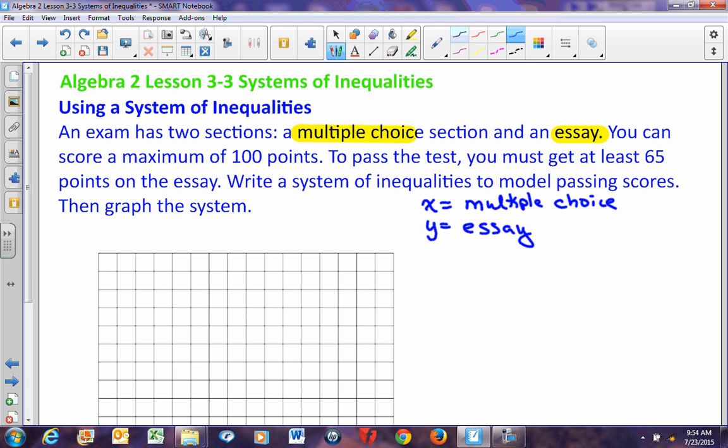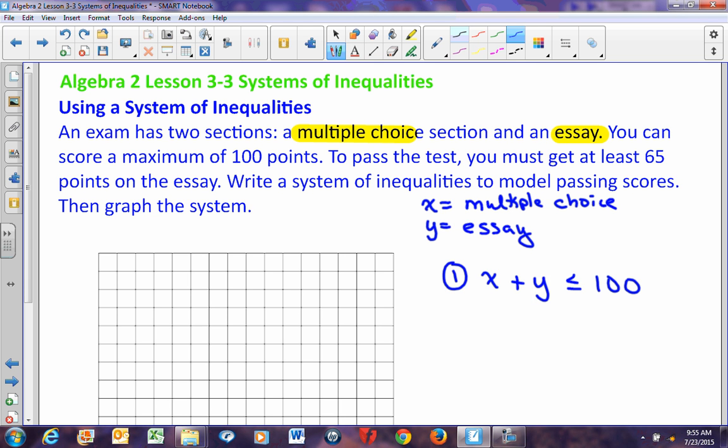Okay, and it says we can score a maximum of 100 points. So it doesn't matter how many points we get in multiple choice and how many points we get in essays. We have to only score a maximum of 100 points. So my first inequality is going to be x plus y is less than or equal to 100. The points I score off my multiple choice plus the points I score off my essay have got to be less than or equal to 100, because there's no extra credit.